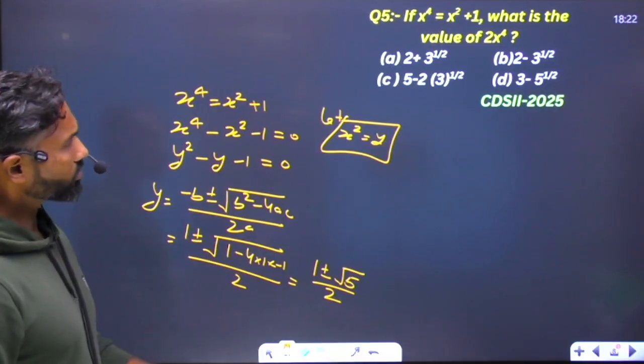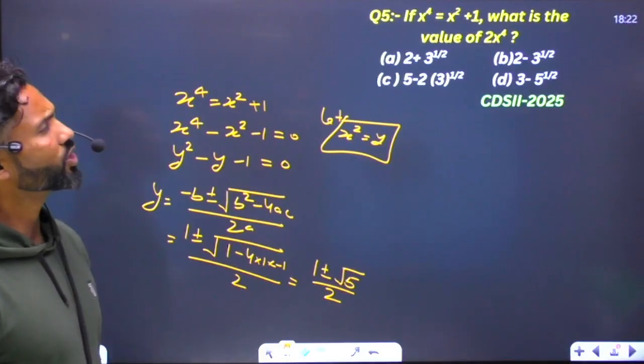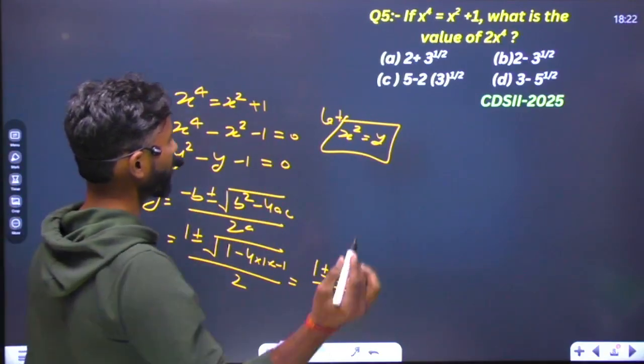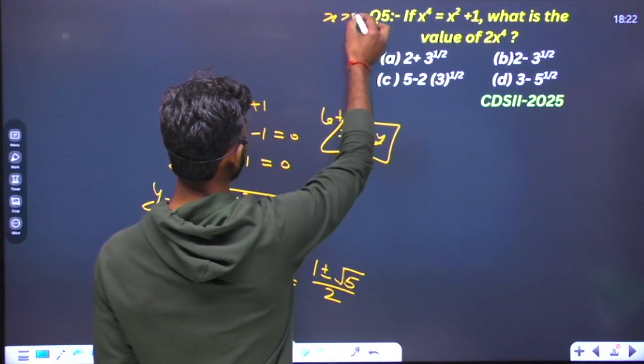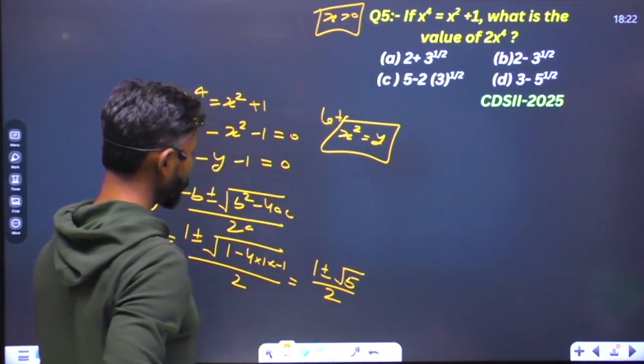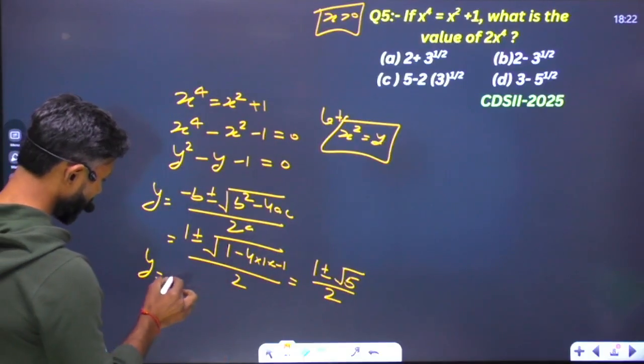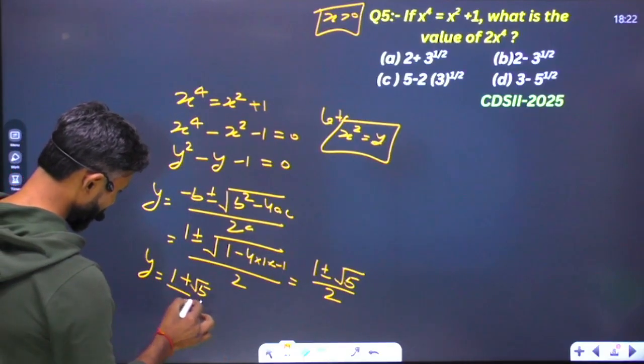And here the value of x is greater than 0. It was not mentioned in the question, but in the original paper it is mentioned that the value of x is greater than 0. So I'm going to take y equal to 1 plus root 5 upon 2.